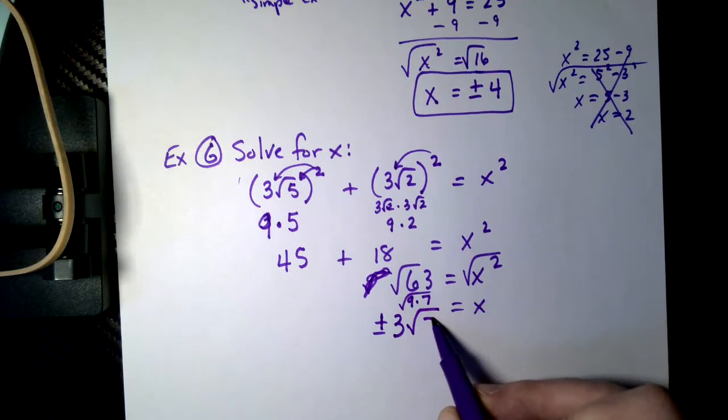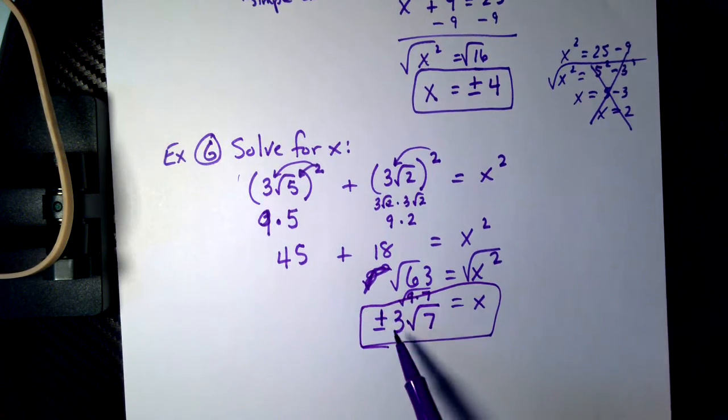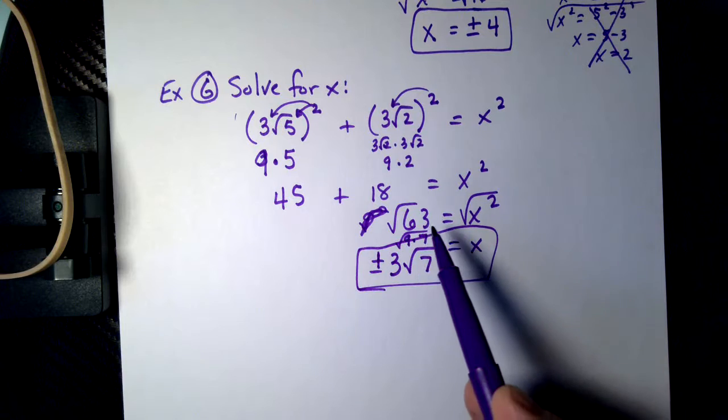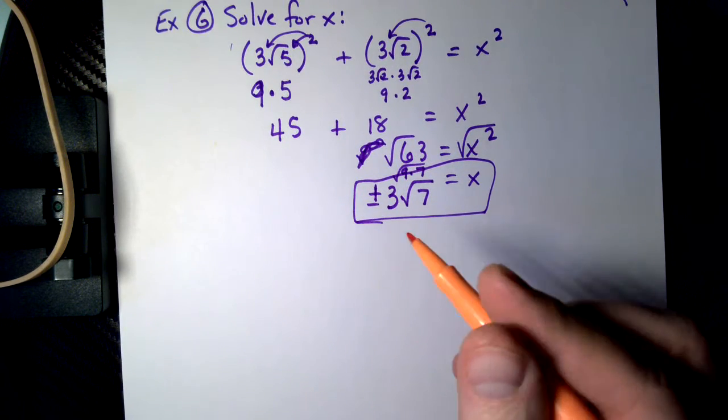And the square root of 7 stays square root of 7. And so my answers are plus and minus 3 root 7. Plus and minus 3 square root of 7. There are two answers to that problem, not just one.